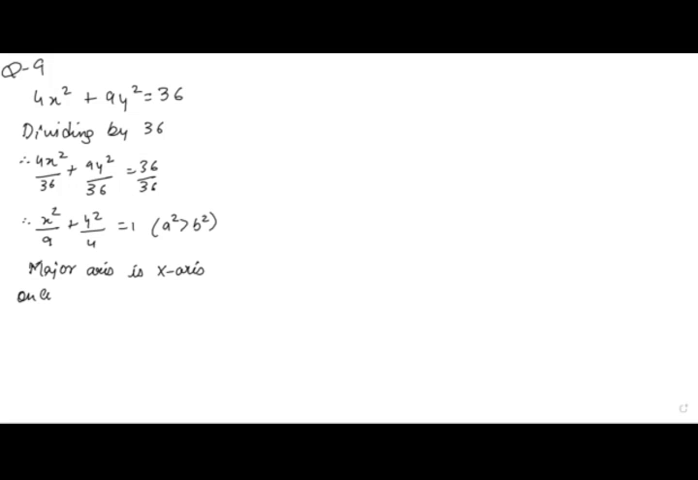So on comparing with x square by a square plus y square by b square is equal to 1, I will get the value of a square as 9, b square as 4. So my a will be 3 and b will be 2.